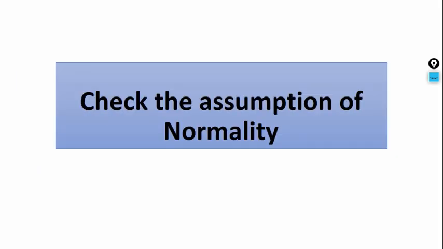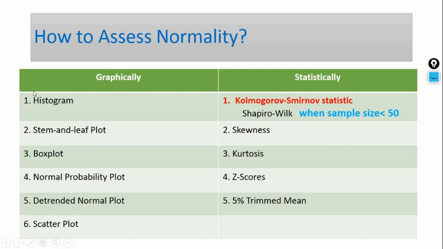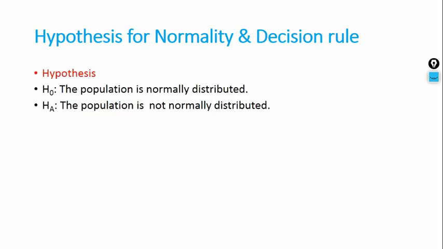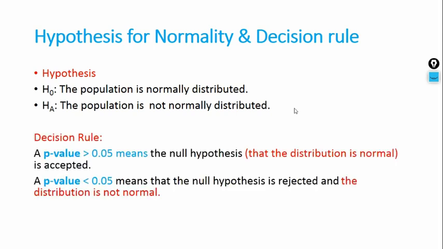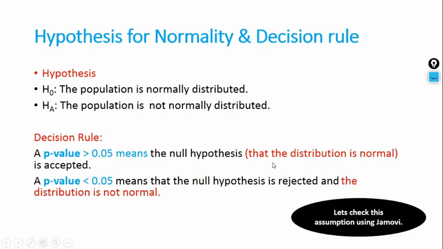Checking the assumption of normality. How to assess normality? In my data set the values are more than 50, so we will check the value of the KS test. KS test, hypothesis for normality and decision rule. We have already discussed: H0, the population is normally distributed; HA, the population is not normally distributed. The decision rule means our P value should be greater than 0.05 to get the distribution normal.